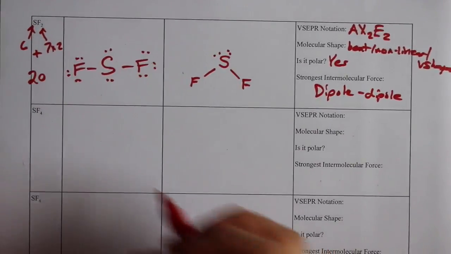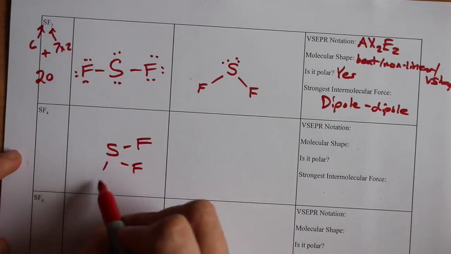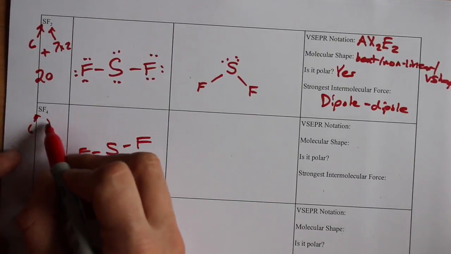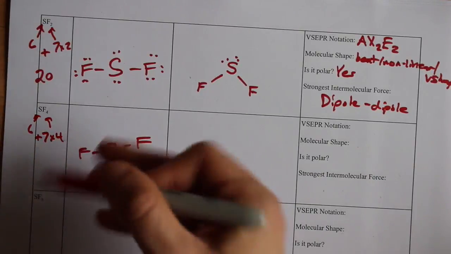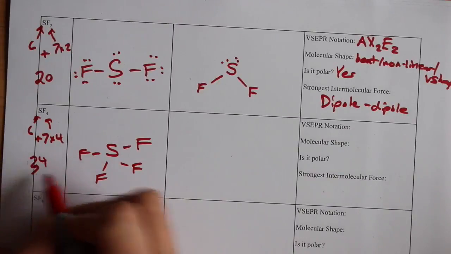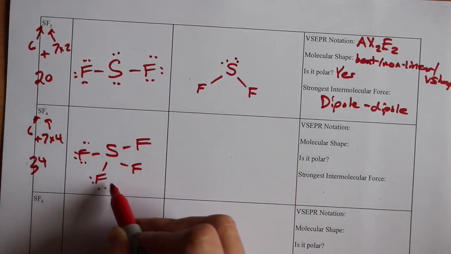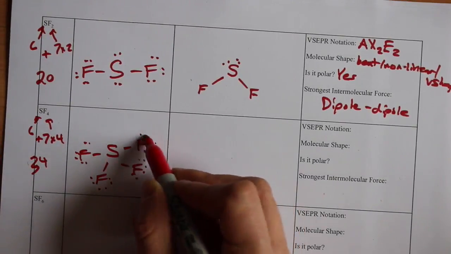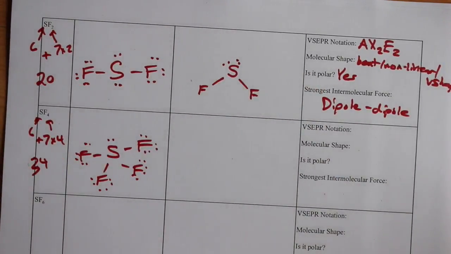SF4 is similar. We've got a sulfur connected to 4 fluorines. I think I should count my electrons again. Sulfur brings 6, fluorine brings 7 each, and there are 4 of them. That makes 34 electrons total. Once I put my fluorines down and fill their octets, I will have 32 electrons, which means I have 2 extra, so I dump them on the central atom.